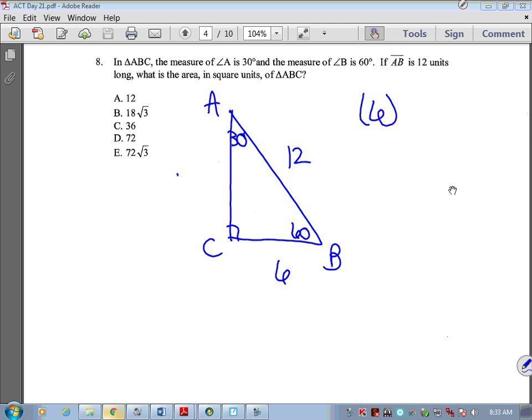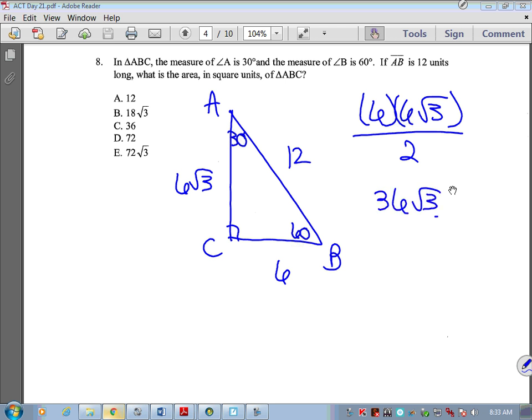And my height is going to be 6 radical 3. Right? So I've got 6 times 6 radical 3 divided by 2. Well, that's going to give me 36 radical 3, divided by 2. 36 divided by 2 is 18 radical 3. That's my area right there. Okay? All right.